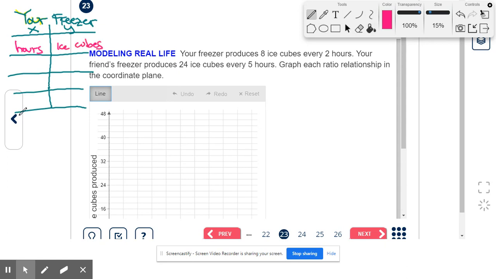Now what do we have here? 8 ice cubes every 2 hours. So for 2 hours, we have 8 ice cubes. Another 2 hours, that's going to be 4 hours, that's going to be 16. Another 2 hours, that's going to be 6, so 2, 4, 6. Add 8 to 16, that's going to be exactly 24. Now we have our ordered pairs. So don't forget, these are our ordered pairs: (2, 8), (4, 16), and (6, 24).